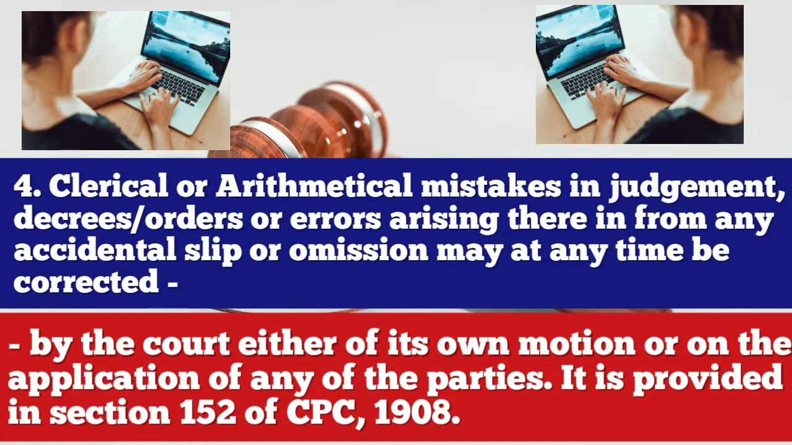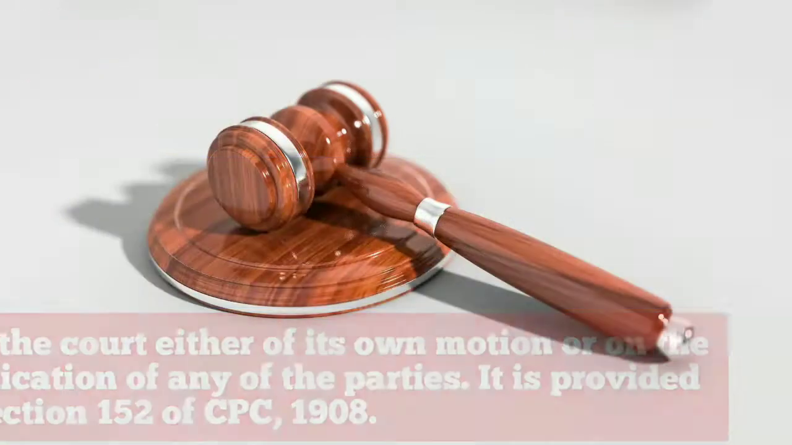Question 4. Clerical or arithmetical mistakes in judgments, decrees or orders, or errors arising therein from any accidental slip or omission, may at any time be corrected by the court, either of its own motion or on the application of any of the parties. It is provided in Section 152 of the Civil Procedure Code 1908.